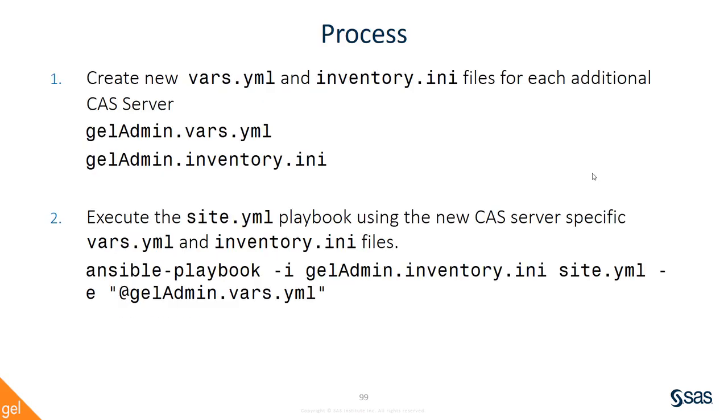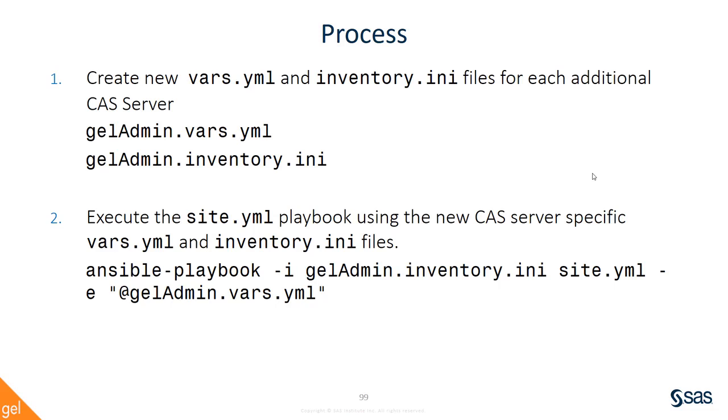Right? So what is the process? If I want to add a CAS server to my environment, assuming I have the machine provisioned and all the prerequisites done, the actual deployment is pretty simple. I have to edit a couple of files. One is a vars.yaml file. And in this particular file, all I really have to do is name my new CAS server.